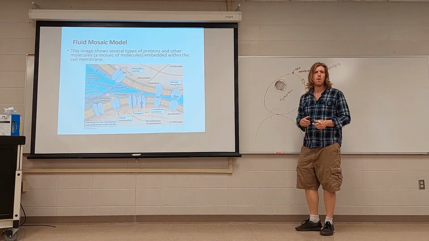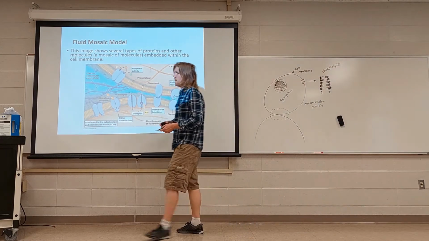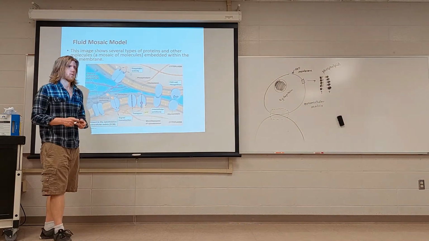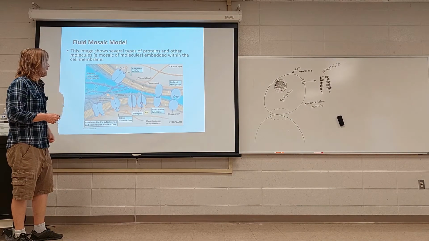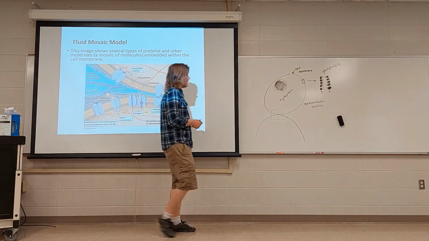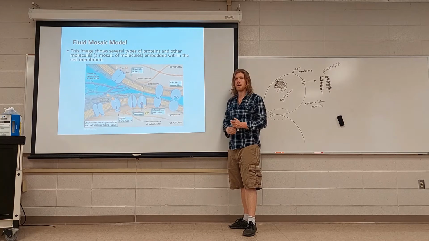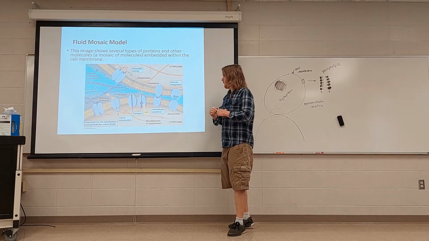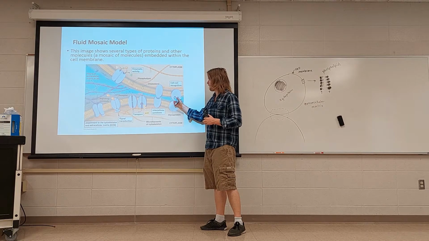So what are those things? Those are proteins, and they're doing various functions for the cell. So let's just take a look through at some of these proteins and what they're doing. Let's go from right to left. This is called a glycoprotein. It has a little sugar chain right here.